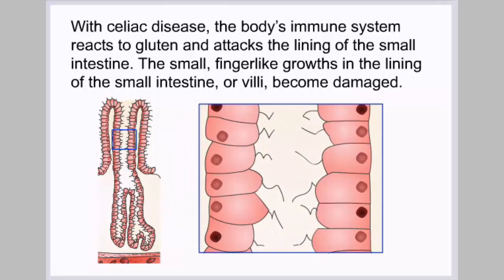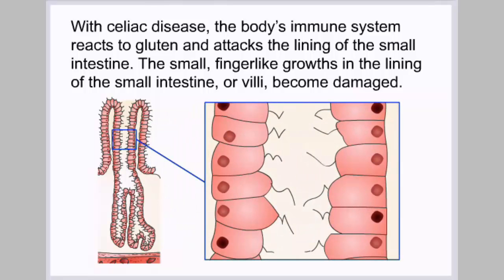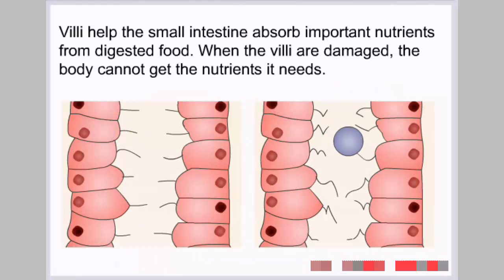With celiac disease, the body's immune system reacts to gluten and attacks the lining of the small intestine. The small, finger-like growths in the lining of the small intestine, or villi, become damaged. Villi help the small intestine absorb important nutrients from digested food. When the villi are damaged, the body cannot get the nutrients it needs.